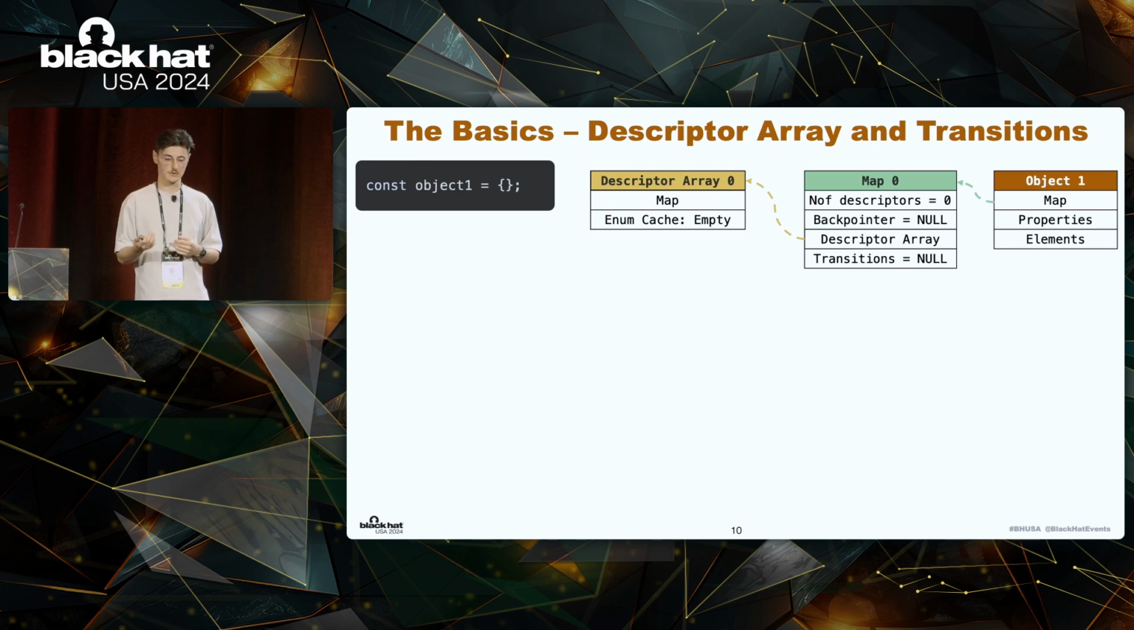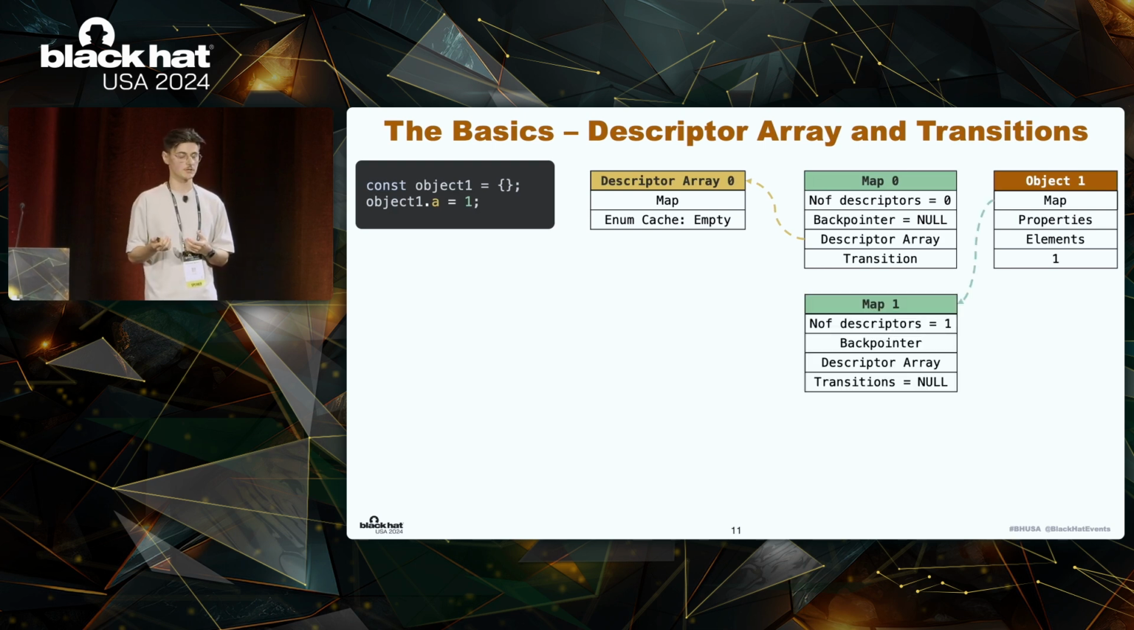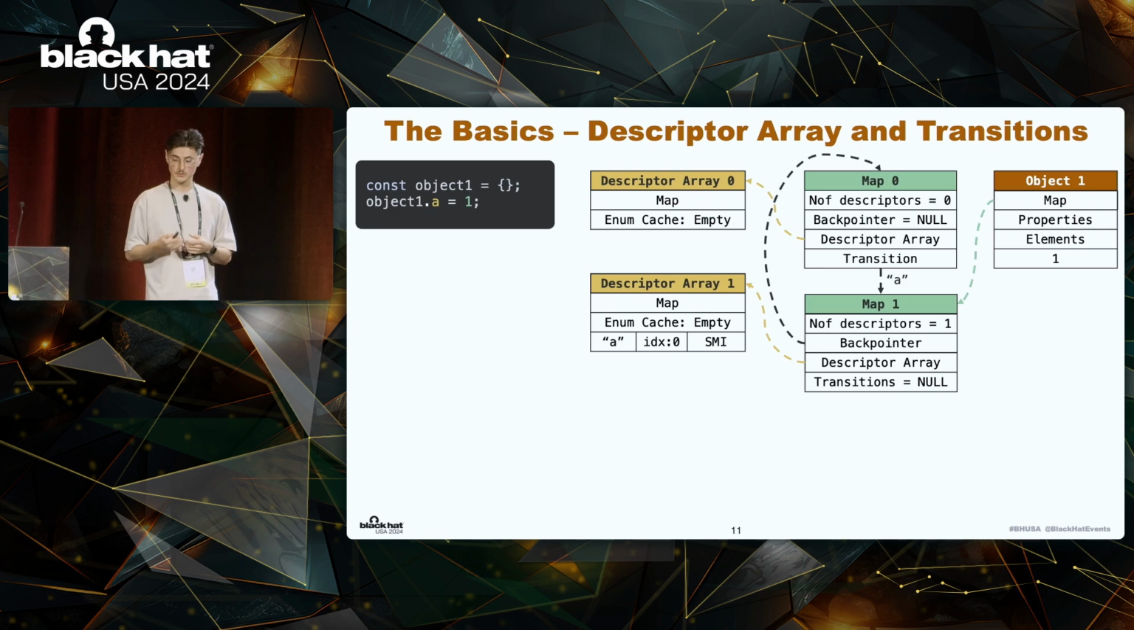Now we'll go through some creation of objects in JavaScript in order to understand better what the concept of descriptor array and transitions is. So let's say we have an object 1 here, and let's add property A to it. This will trigger the creation of a new map that will transition from map 0 via the A property, and it will also trigger the creation of a new descriptor array in order to give information about the property A.